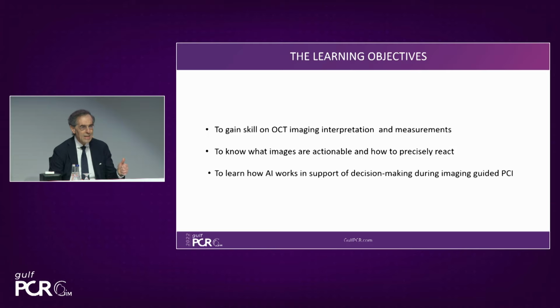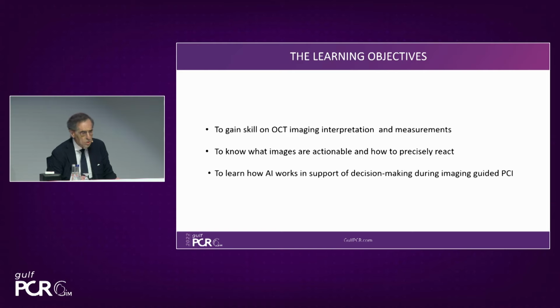The first one is touching imaging and becoming more skilled in interpreting and trying to understand which images have value for decision and how to react. I'm seeing something, I'm reacting in some way. And finally, we will try to give you some flavor of how artificial intelligence might help in decision making.